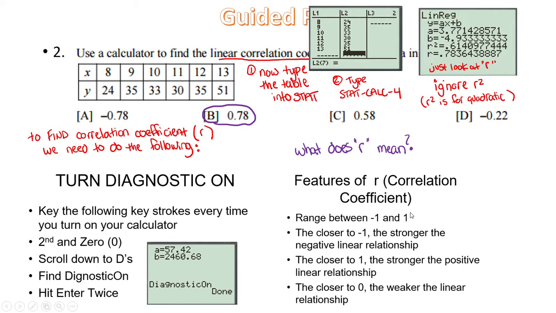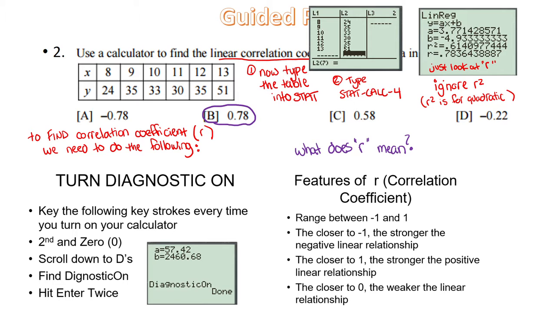Now, if they were close to -1, that means they would be going down. Since they're close to +1, that means they're going up. So they have a strong positive relationship. If our r was close to 0, that means the points have no relationship, which means the equation cannot be linear. It would have to be quadratic or something else.